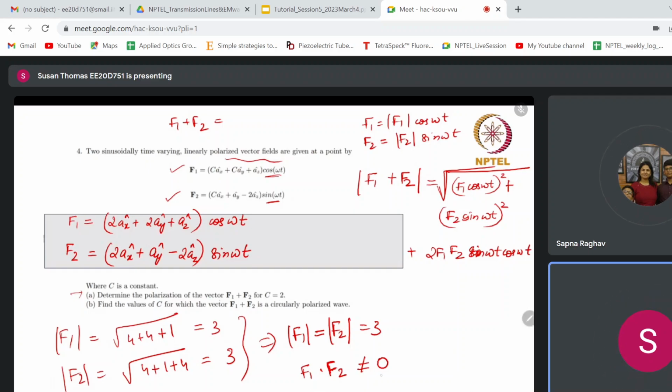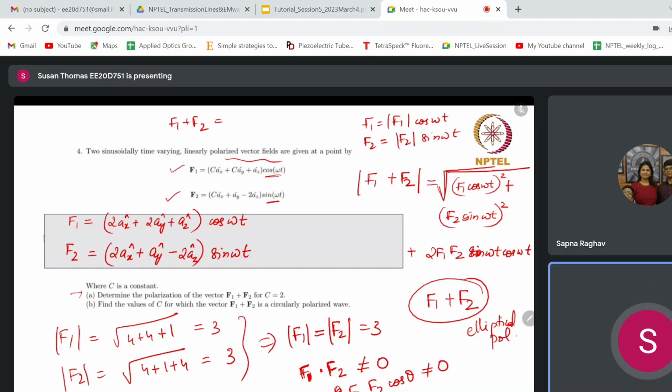Now, what is dot product, you already know. A dot B is AB cos theta. So F1 F2 cos theta is not equal to 0. If it is not equal to 0, then we know that F1 and F2 are not in the perpendicular direction. So we say that this vector F1 plus vector F2 is elliptically polarized. How do we say elliptical polarization? Because these two magnitudes are the same, but the angle is not 90 degrees.